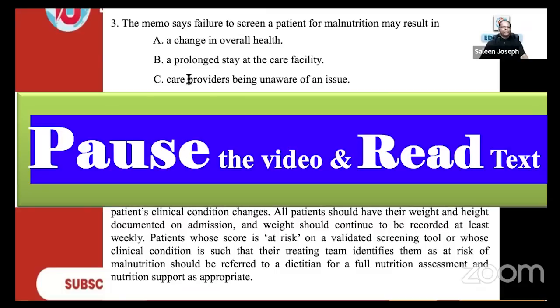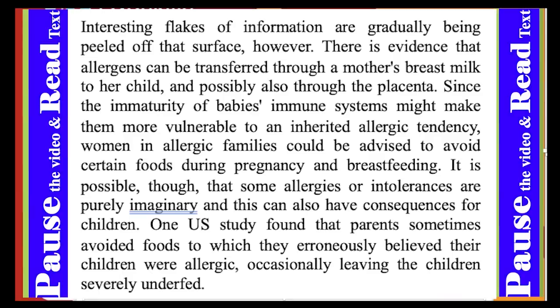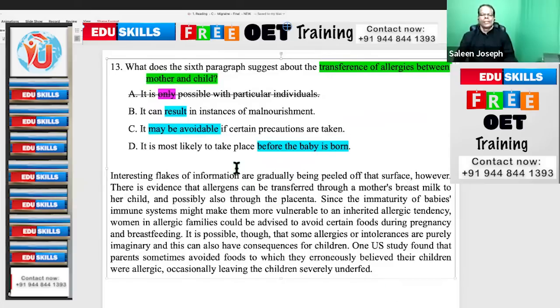Let's look into this one. Read and follow. Now, someone already suggested this option D. It's here. The text says there is evidence that allergens can be transferred to the child through the mother's breast milk, and possibly through the placenta.